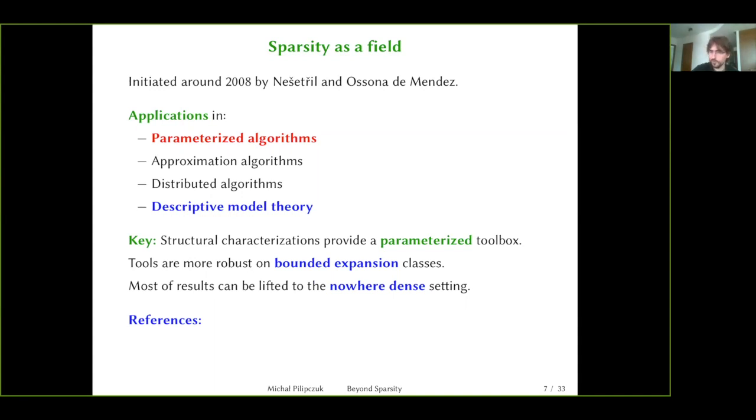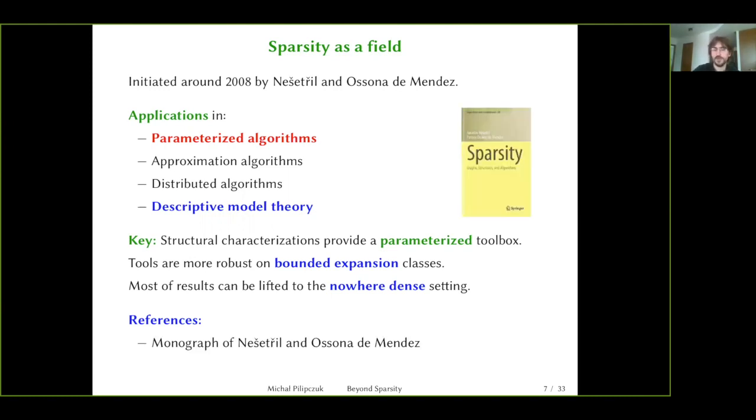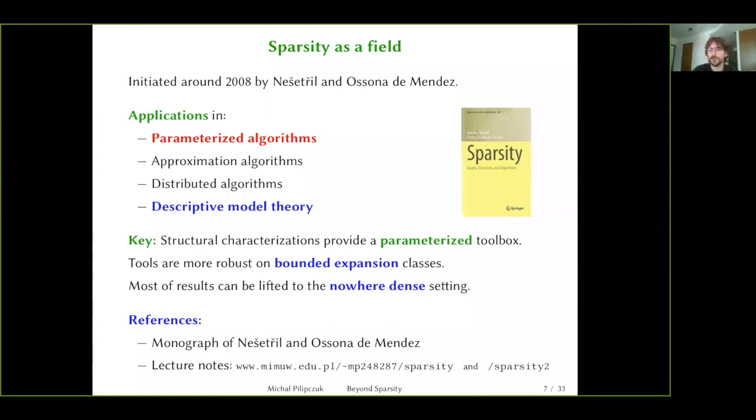So I will not go much further into this theory because we want to go beyond sparsity. But if you want to know more about this theory, and I really recommend that you do, because it's a really cool field, there is a monograph by Nešetřil and Ossona de Mendez. However, it was written in 2012, so quite a long time ago. It is already a little bit outdated. But together with Sebastian Siebertz and with my brother Marcin, we gave twice a course in Warsaw about it. You can find lecture notes on these web pages around here.